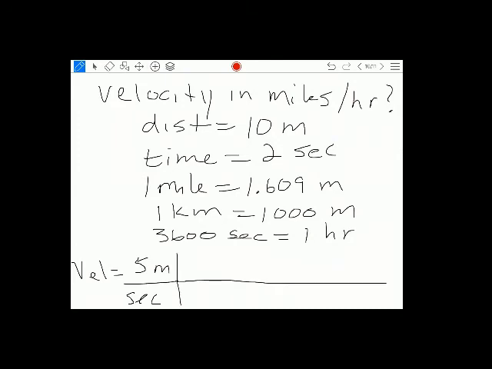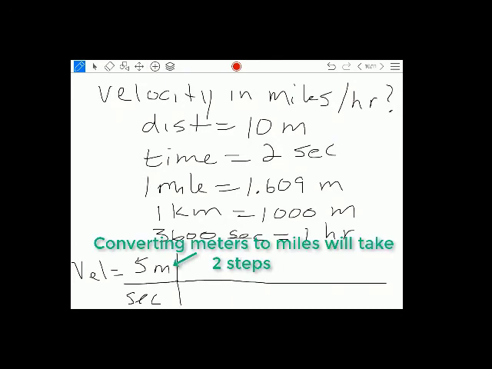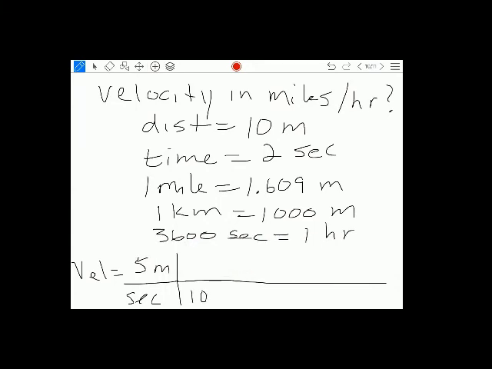So let's start by converting meters to miles. I know that there are 1,000 meters in a kilometer. I can now cancel out my meters. Our result will be in kilometers per second. That's still not what the problem asks for. I also know that there are 1.609 kilometers in a mile. Now I can cancel out my kilometers, and I'm left with miles on top, but seconds on the bottom.